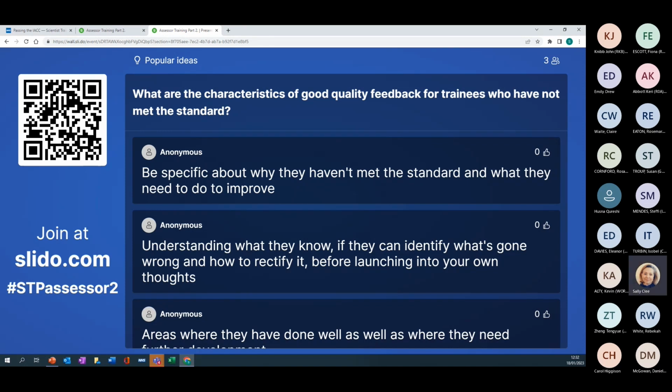Yeah. So depending on the situation, with that second one there, understanding what they know, if they can identify what's gone wrong and how to rectify it before launching into your own thoughts. And actually, that's a really good point. And I think the IAC reflects that quite well, because if you think about it, they have to complete a reflective narrative, and then they have the interview.